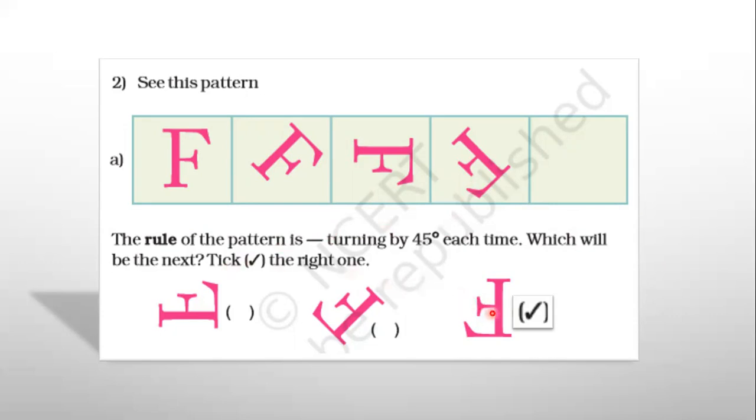It will be this figure, right? The next design will be of this figure, inverted F. Why? It is making the 45-degree turn. Here 45, here 45 plus 45, 90. Here 90 plus 45, 135. And in the next figure of 45, 135 plus 45, 180. And you know, in the 180-degree turn, that is, it is making the half turn, it will be looking upside down. So this F will be looking upside down as this figure in this column. Okay.